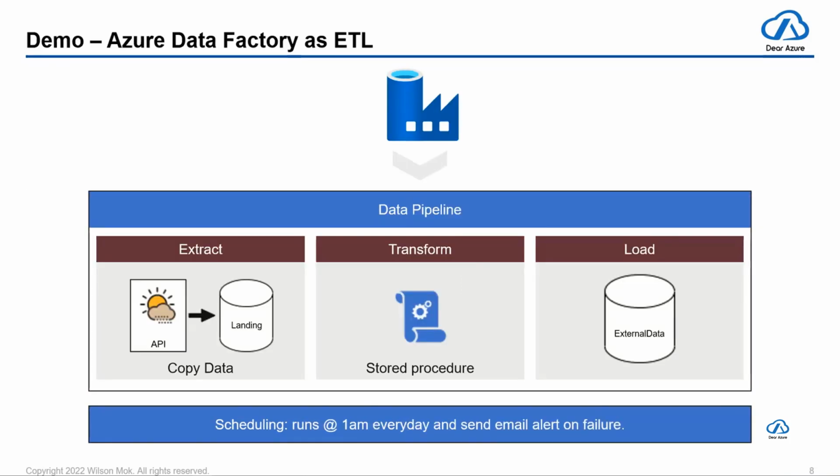So let's apply what Data Factory has for us to the request that your boss has asked for. First, we would create a pipeline. We would copy the weather data from our endpoint to the landing area of our database. We would use the stored procedure to transform or flatten this information so that it can be stored into our SQL database. And then we will load the information into the database.